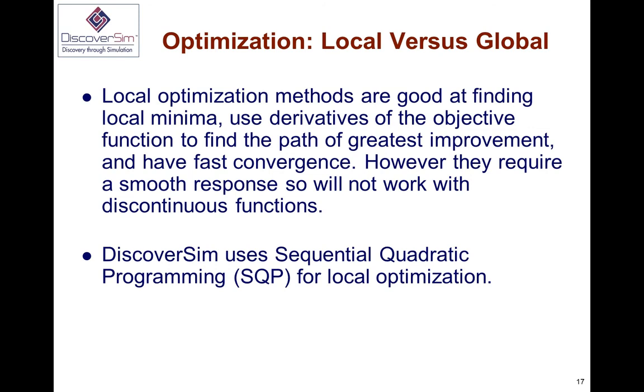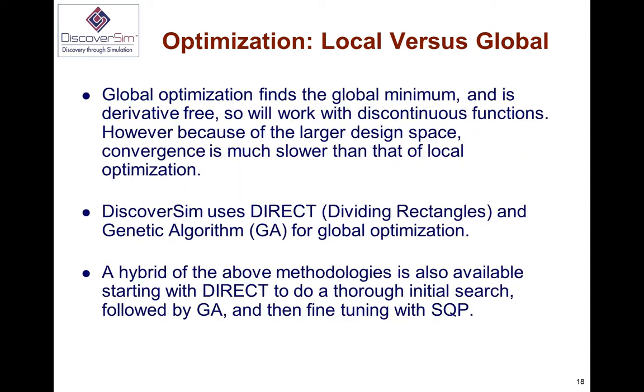And one of the things we also do for fine-tuning is use sequential quadratic programming. The other thing we do is combine the methodologies, and it's a hybrid methodology, so it takes longer, but it starts with direct dividing rectangles, then it does genetic algorithm, and then it does sequential quadratic programming. And it also allows for constraints. So we're going to look at project selection with a constraint, and you can do the optimization even if you have a constraint.